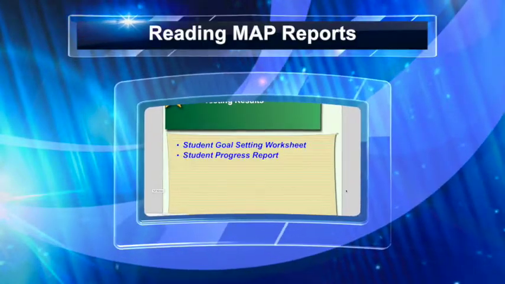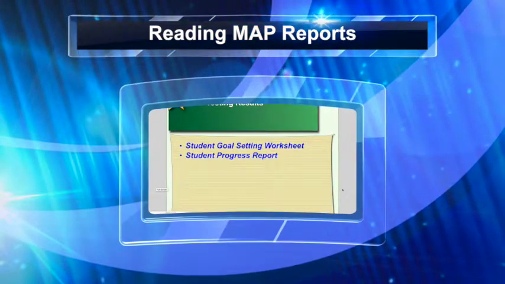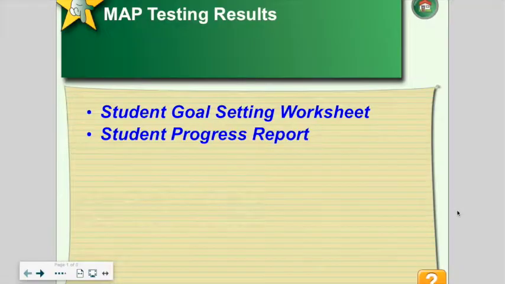This video is to help parents and students and even teachers to be able to go through the MAP testing results, both from this fall and previous sessions, and to understand better the two different reports which were handed out during the parent-student conferences. These are the two different reports right here: the student goal setting worksheet and the student progress report. I'll go through both of these and break down a few of these things.